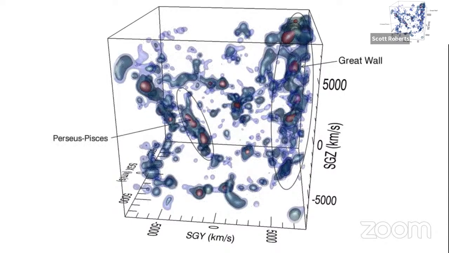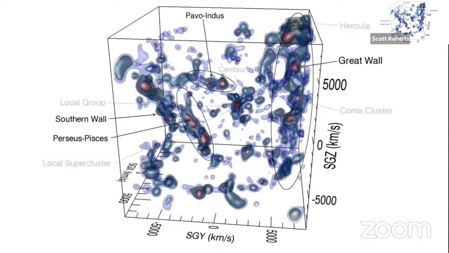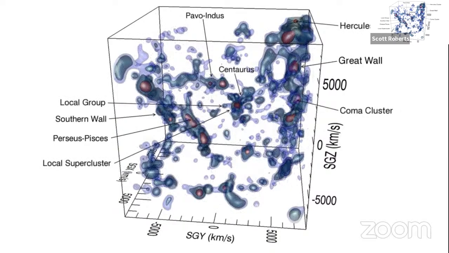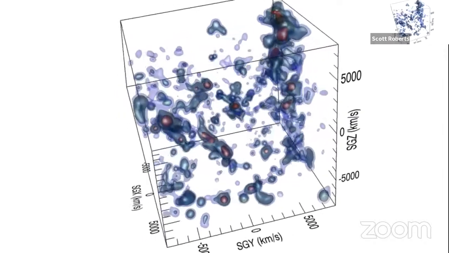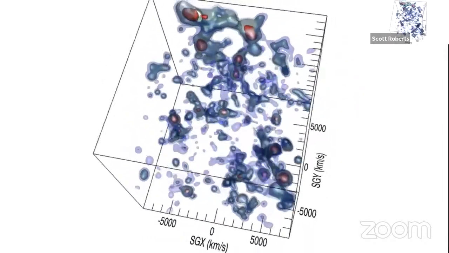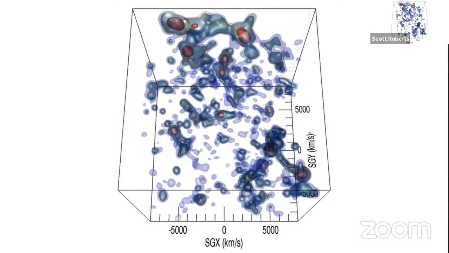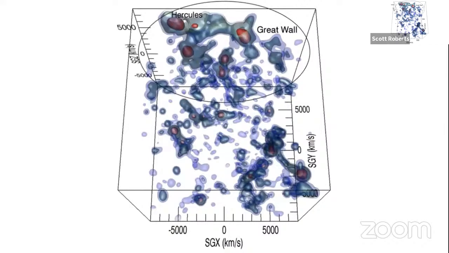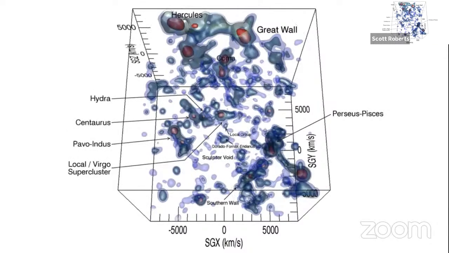The main structures are the Great Wall and the Perseus-Pisces filament, with the southern wall. Pavo-Indus is significant too. A rotation takes us close to a polar view. We see the importance of the Great Wall and the Hercules cluster region within it. The Perseus-Pisces filament is important and we see its connection with the southern wall. The local supercluster is not so important.